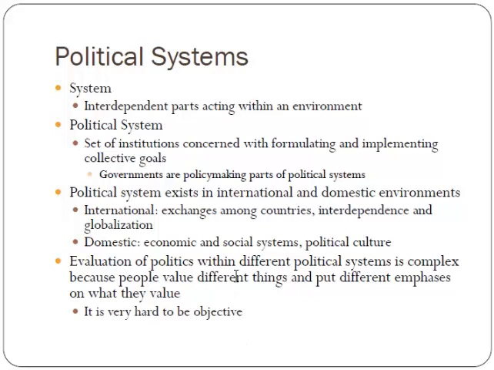Political systems exist in international environments, in other words, in ways in which countries deal with each other, and in domestic environments, which are ways in which countries deal with their own people and with the people within their own borders. Some international examples of political systems and how they work include exchanges among countries. For example, countries might make deals with each other to exchange goods, ideas, services, military alliances, whatever. Interdependence: countries sometimes rely on each other for trade, for ideas, for immigration, for law enforcement support, things like that.